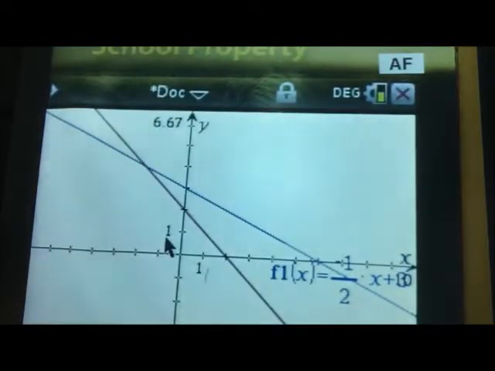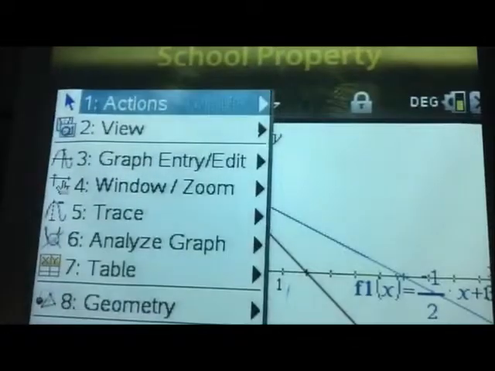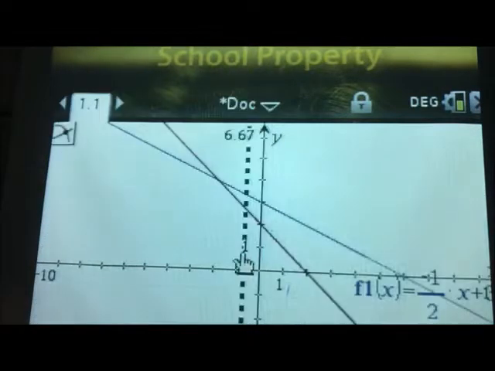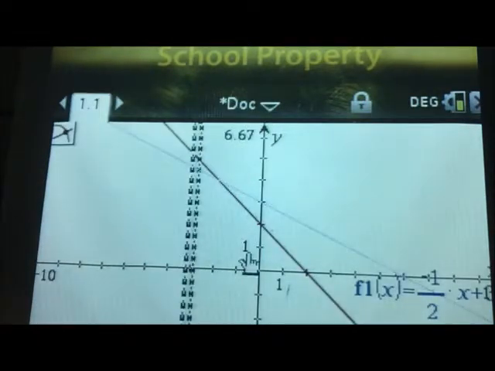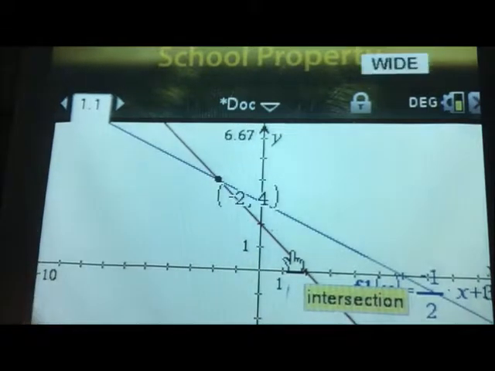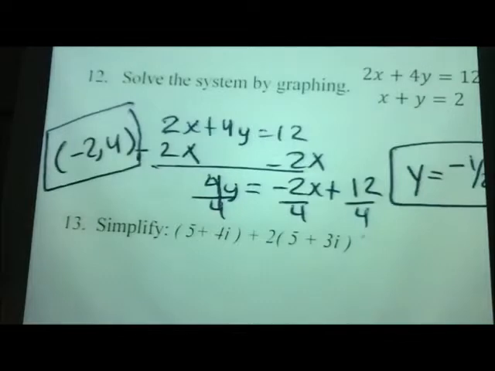Right there. So how do you find where the lines are intersecting? Well, we do menu, analyze graph, which is 6, and then where does it say intersection? On 4. So I would do 4. And you get a dotted line, and you go from there over, and I get negative 2, 4. That is my intersection. So negative 2, 4. If you have questions about this, let Mr. Gonzalez know, and I'm sure he will run you through the steps. Menu 6, 4 to find the intersection. My answer would be negative 2, 4.